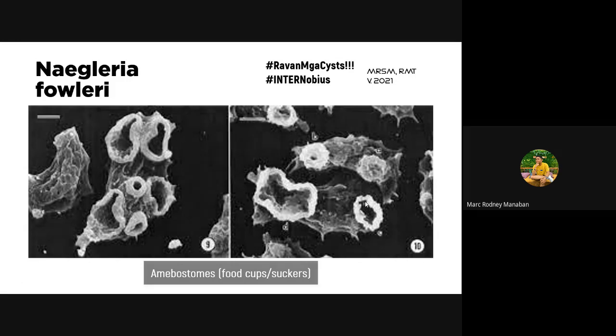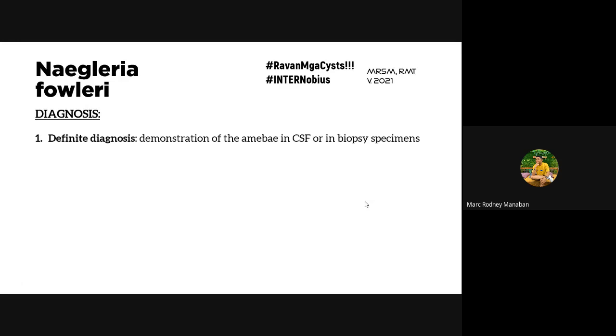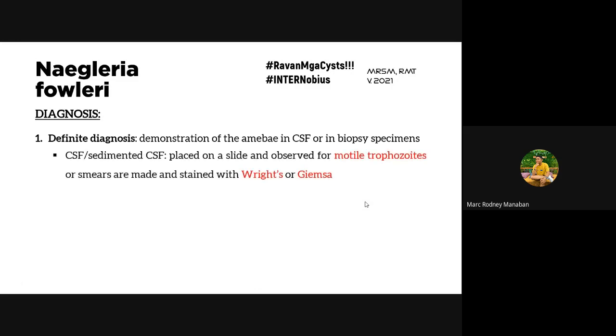Now we go to diagnosis. How do we diagnose? Of course, through CSF examination or brain biopsy specimens. What we look for in the CSF or sedimented CSF are motile trophozoites. We add 1 drop of CSF on a slide, put a cover slip, examine under the microscope, and look for motile trophozoites, the amoeboid forms.